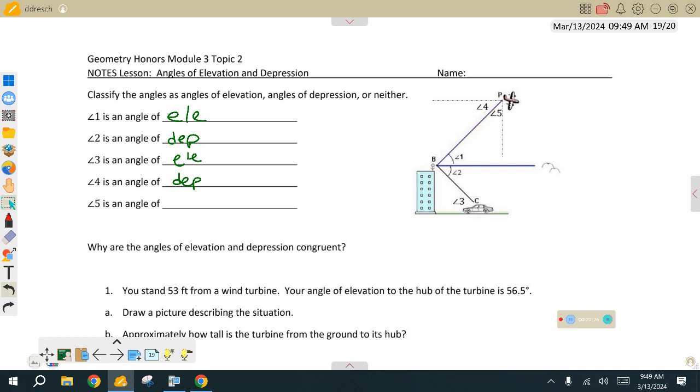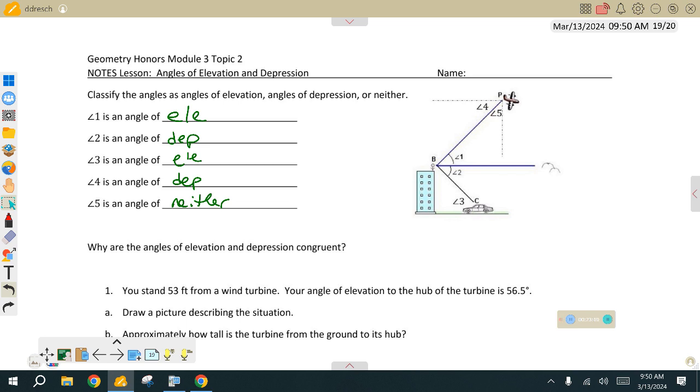Now I said there will be one neither. Why am I classifying 5 as a neither? It's not off of a horizontal. 5 is below a line, but is 5 being created with a horizontal line? No. So yes, it's below a horizontal, but is it adjacent to a horizontal? Is it sharing a side with the horizontal? No. 5 is the neither. So it's got to be off a horizontal. Everything has to be off a horizontal for elevation and depression.